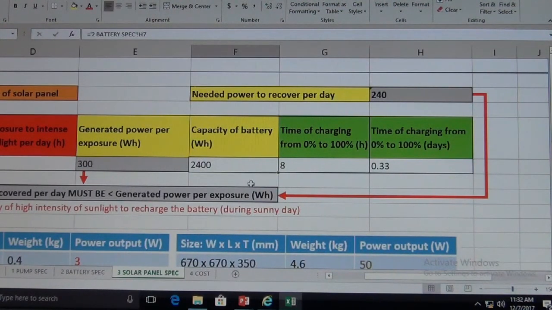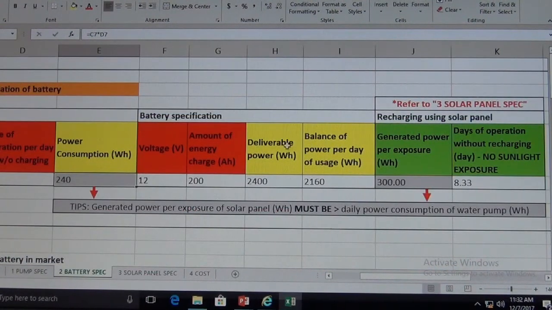And the capacity of the battery is also automatically calculated. This is referring to the tab battery spec H7. Battery spec H7 is this one. Yeah. So this is the correct usage of Excel. We don't use Excel for graphs. This is the correct usage of Excel for automatic calculations. We don't need a calculator.